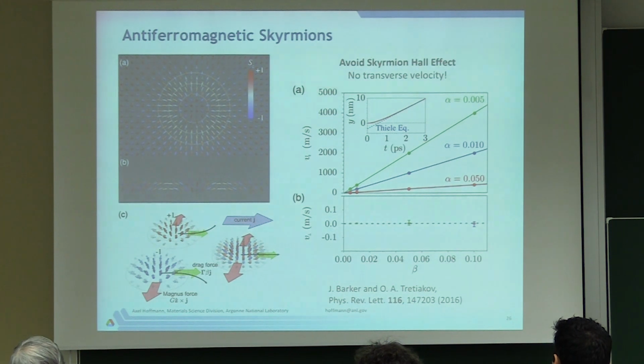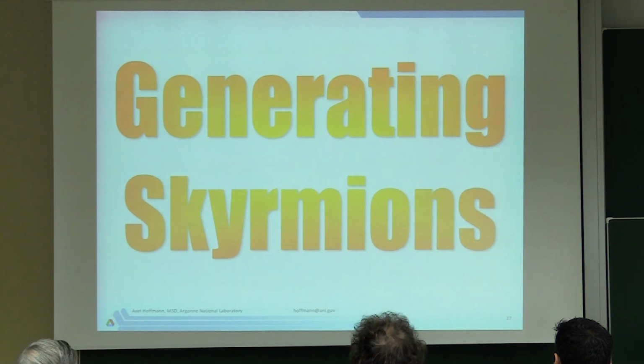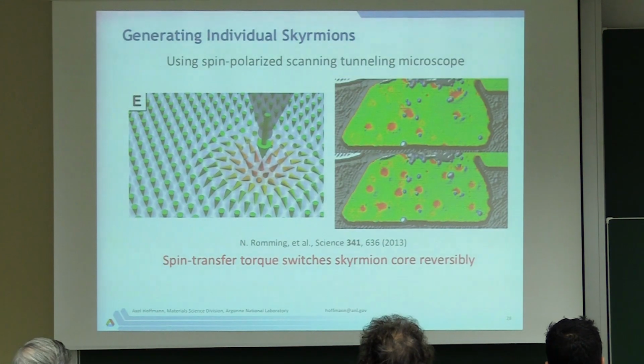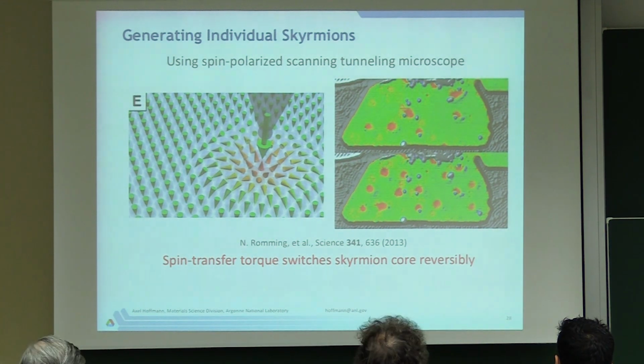So now, after I told you a lot about how you can move skyrmions, if you want to really make an application based on skyrmions, you have to make them somehow. And you want to make them on demand. The first step in this direction was 5 years ago in the group of Roland Wiesendanger, where they took an iron film on top of iridium, no, the other way around, palladium-iron on top of iridium. And locally, they injected a spin current using a spin-polarized tunneling microscope. That allowed them to generate skyrmions where there previously were none. And they could also erase them.